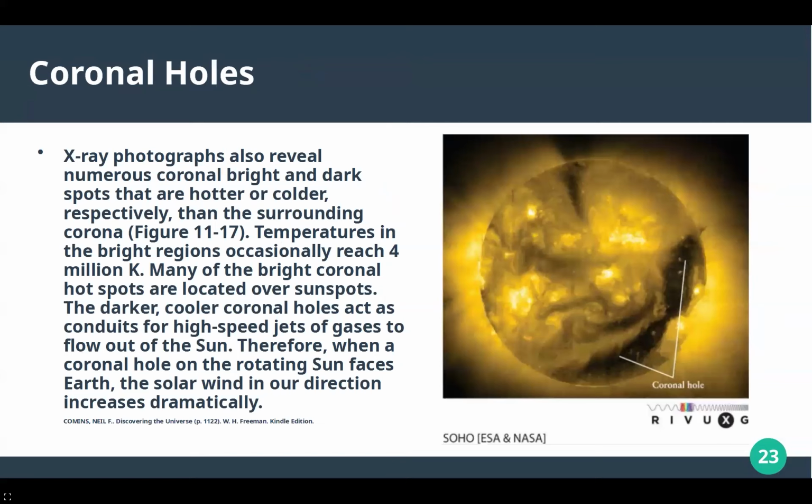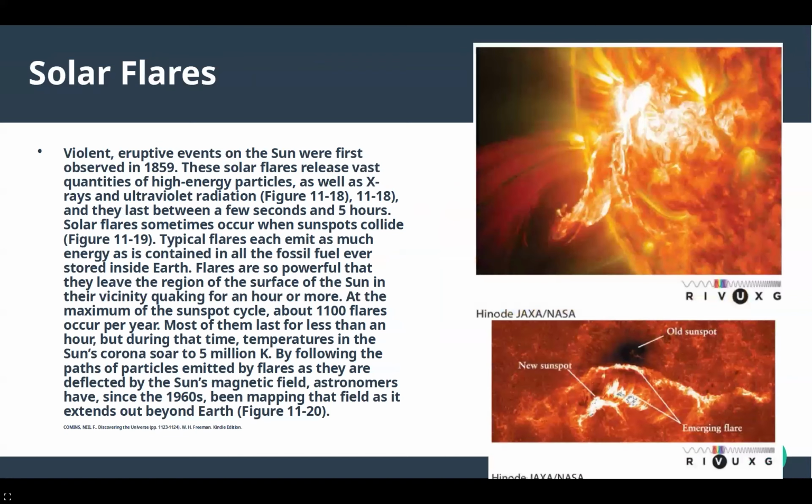The darker, cooler coronal holes act as conduits for high-speed jets of gases to flow out of the sun. Therefore, when a coronal hole on the rotating sun faces Earth, the solar wind in our direction increases dramatically. Violent eruptive events on the sun were first observed in 1859.